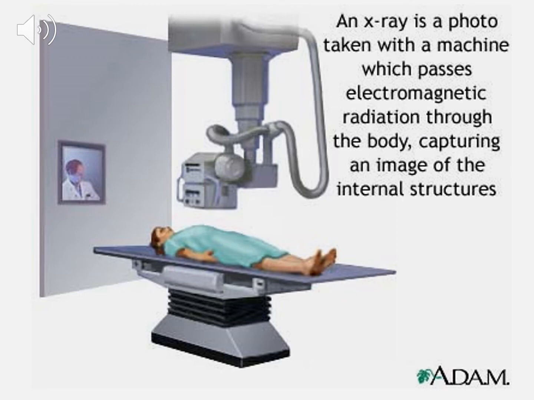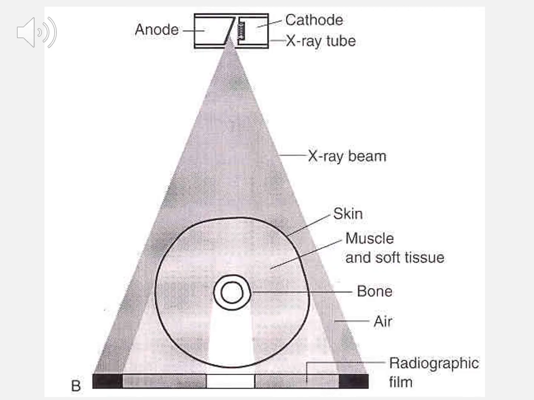So in case you didn't know, an X-ray is a photo taken with the machine which passes electromagnetic radiation through your body and captures that image on a plate. So this is a bit of a simple but busy slide. Essentially, an X-ray is emitted from the source. It travels through space and time. It strikes an object. The denser the object, the more energy is absorbed. The less dense the object, the less energy is absorbed. It strikes the plate, and you get an image.